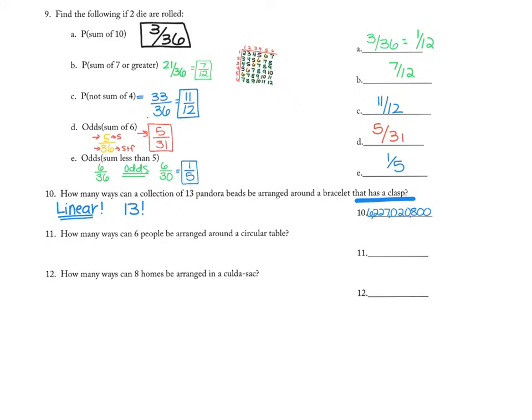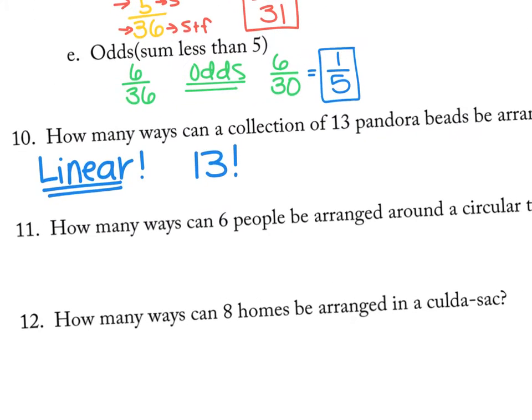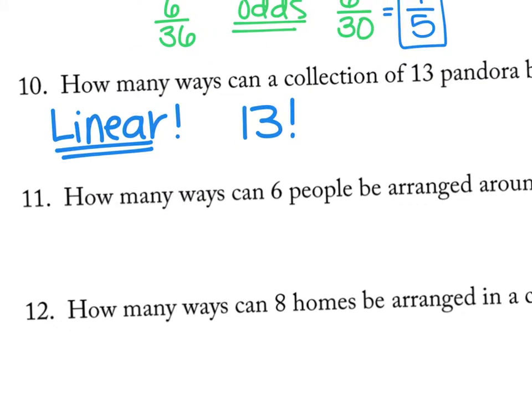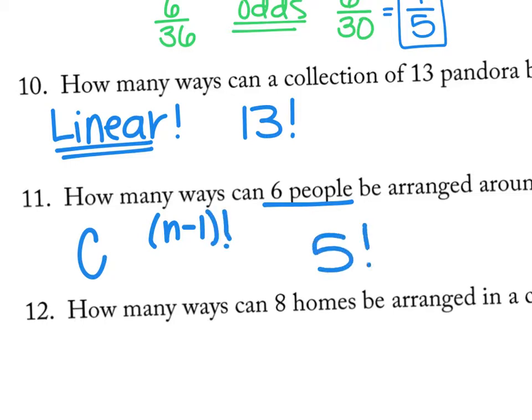Next one, how many ways can 6 people be arranged at a circular table? All right, it doesn't specify that there's a beginning, so this is definitely circular. And so we subtract 1. It's n minus 1 factorial for circular, so it's just 5 factorial instead of 6, which is 120.